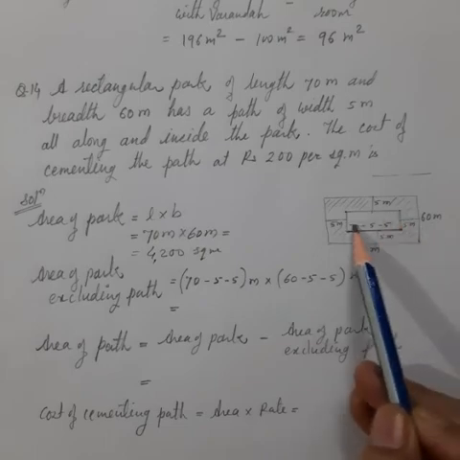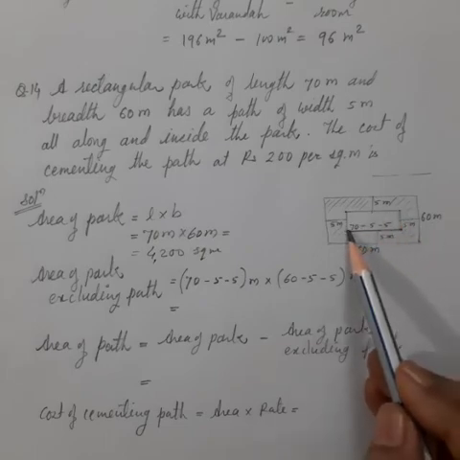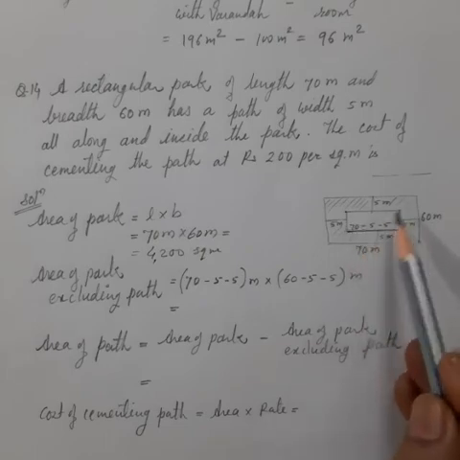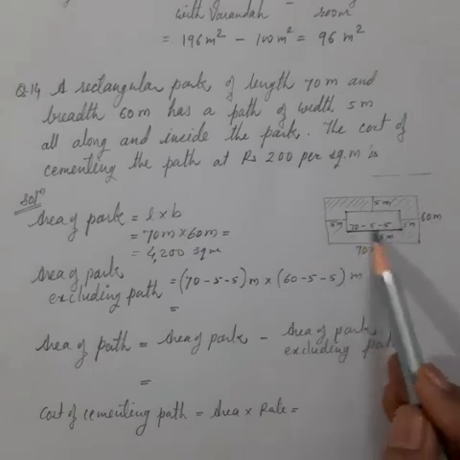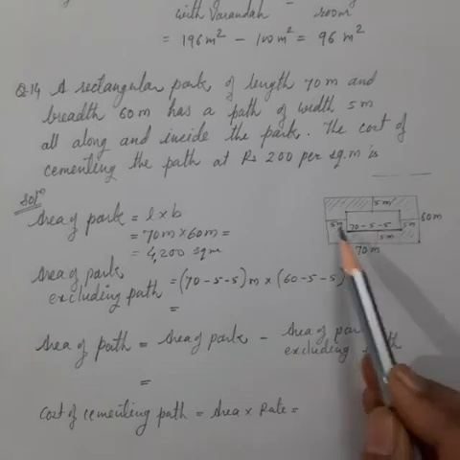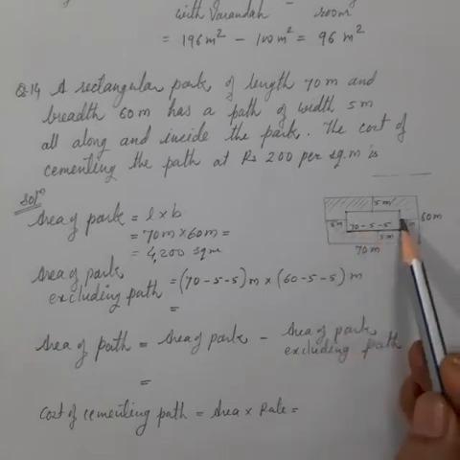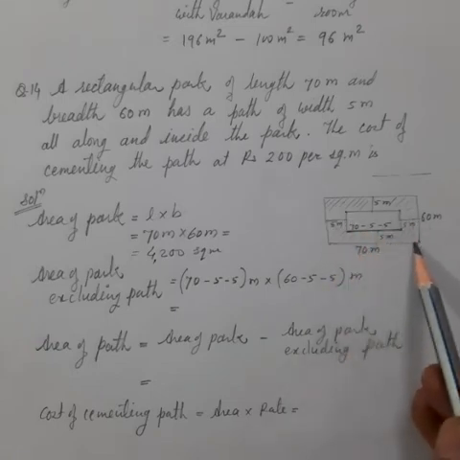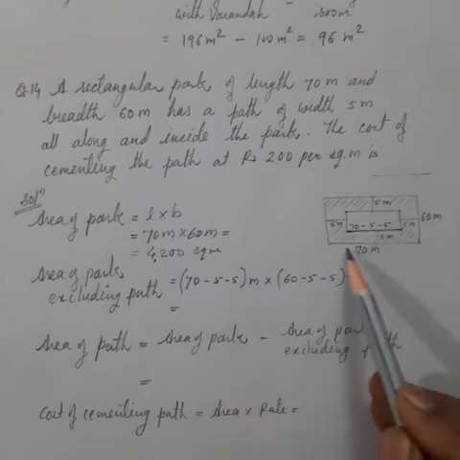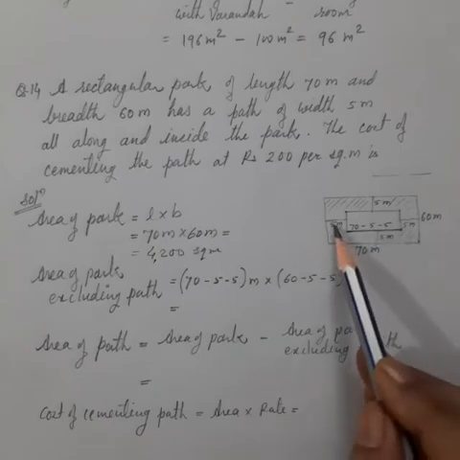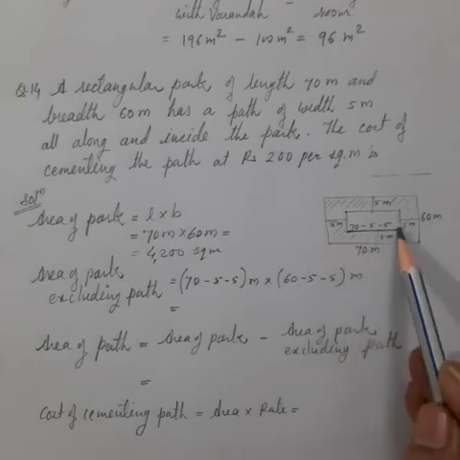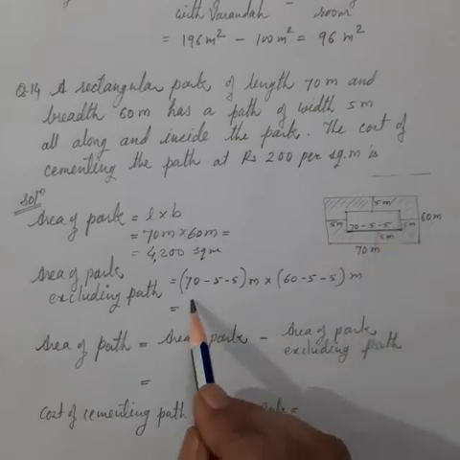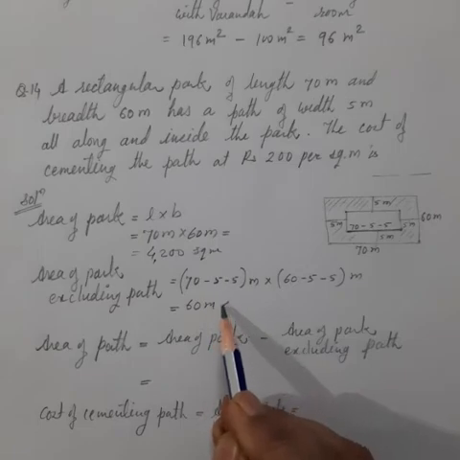Remaining area. To find the remaining area, first we have to find out its dimensions. This side, length of the remaining area. To find the length of remaining area, we have to subtract this width and this width from the length of park. From 70 meter, subtract 5 meter and 5 meter. So this length of the remaining area we get 60 meter.